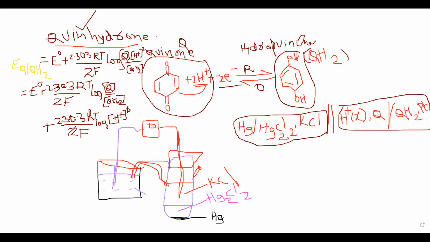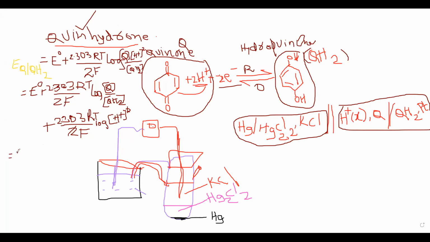Okay, and here, these 2 get cancelled. Am I correct? Are you following this one? And it is going to be E0. Here Q and QH2 are equal, therefore these cancel. Log 1 is how much? 0. This total part becomes 0. Therefore it is equal to E0. This is the final form.